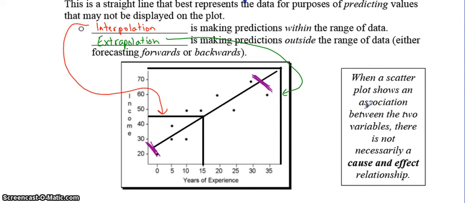When a scatter plot shows an association between the two variables, there is not necessarily a cause and effect relationship. So there definitely may be a relationship between the years of experience and the income, but increasing the years of experience does not necessarily cause the income to increase. It may have an impact, there may be a relationship, but there may not necessarily be a cause that makes that happen. Different types of relationships like this will also be talked about later on in the unit.